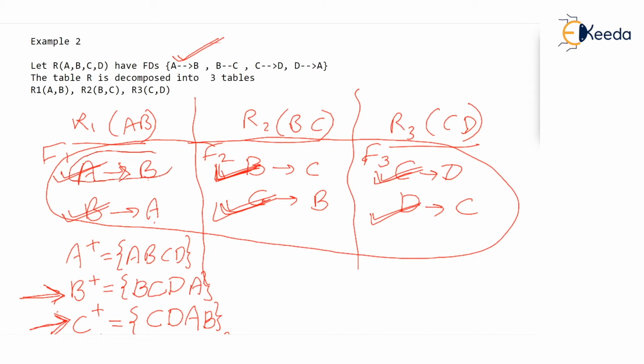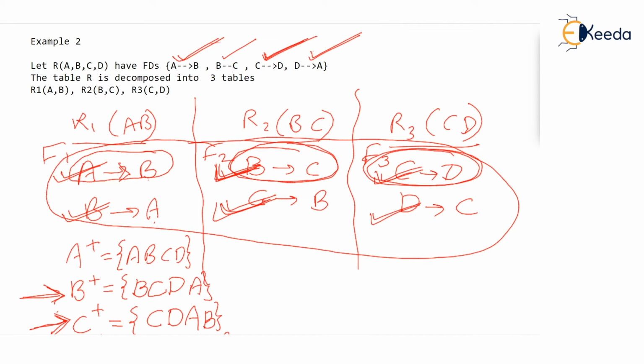Is B determines C there? Check that B determines C is also there in F2. I'm encircling it. Is C determining D available? Yes, C determines D is available in F3. And D determines A, is this there? Let's see. D determines A is not there in F1 union F2 union F3, nowhere. But then who knows, it might be indirectly present.